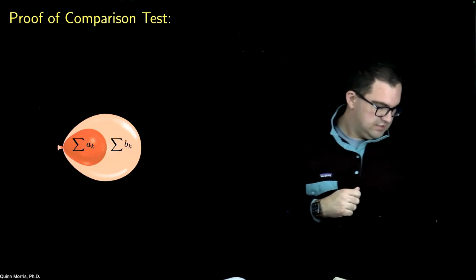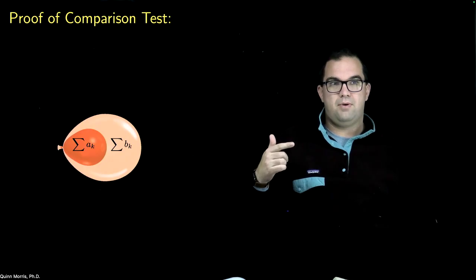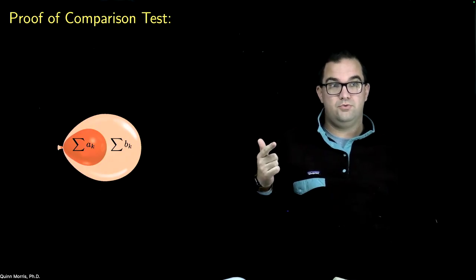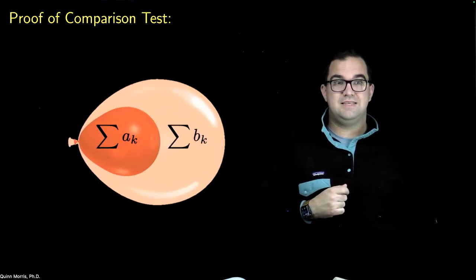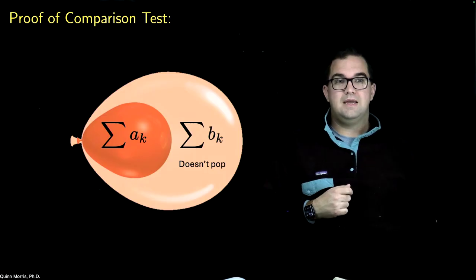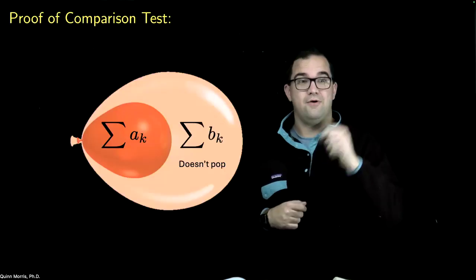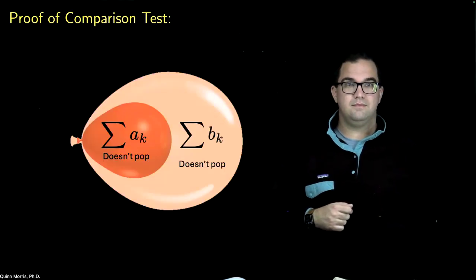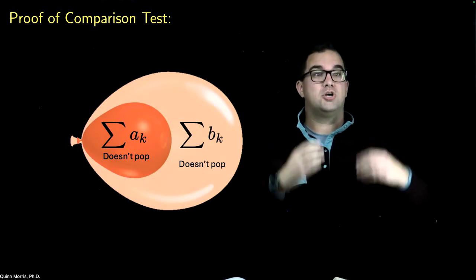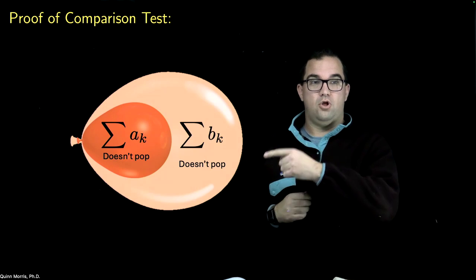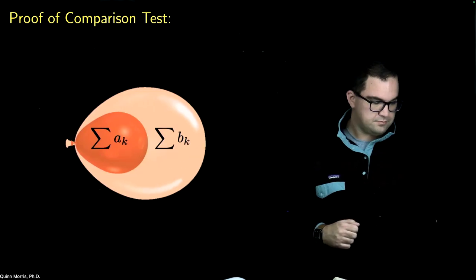And so what the comparison test really says is, you start here, and if eventually the puffs you're putting in the dark orange balloon are less than or equal to the puffs you're putting in the light orange balloon, then as these blow up, if the bigger balloon, the one you put more air in, doesn't pop, then guess what? The smaller balloon also doesn't pop. And here we're thinking of doesn't pop as converges, right? So if this larger series converges, then the smaller series must also converge.